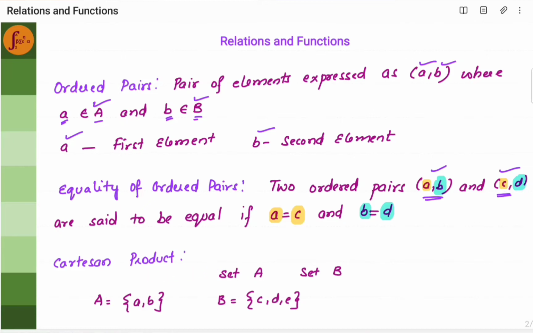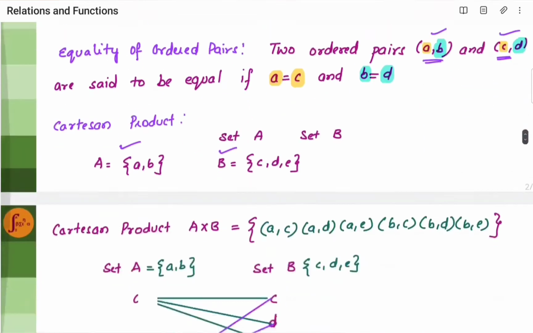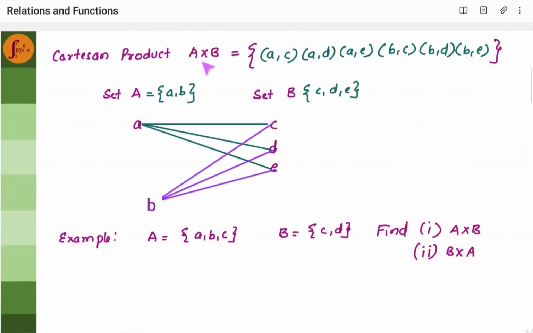What is a Cartesian product? Suppose we have two sets A and B. Let's say set A has elements a, b and set B has elements c, d, e, right? So the Cartesian product would be represented as A cross B or A into B. So what you'll do is take the first element in set A, say a, and then pair it up with all the elements of set B. That is, you pair a with c, a with d, a with e, right?